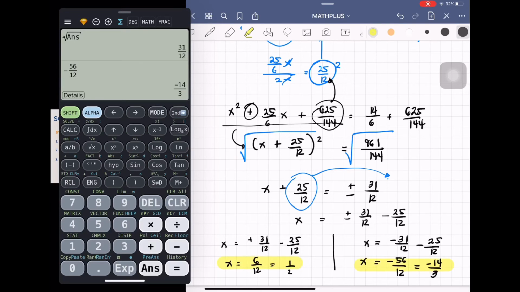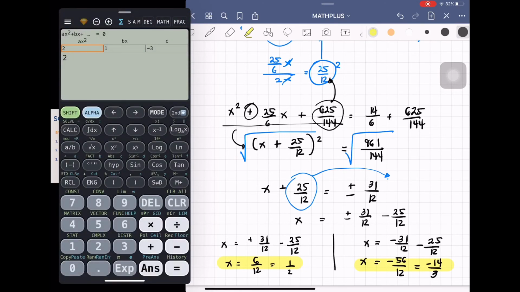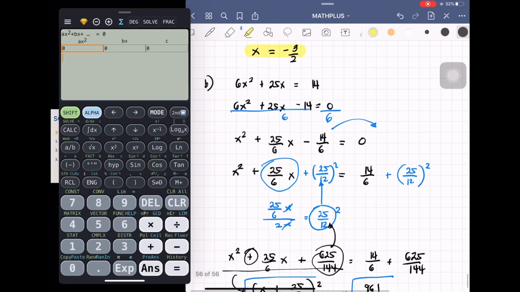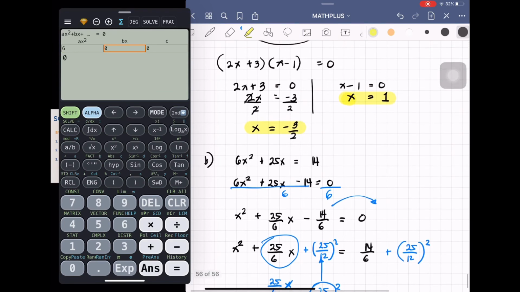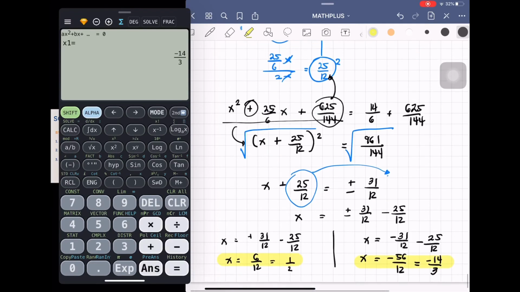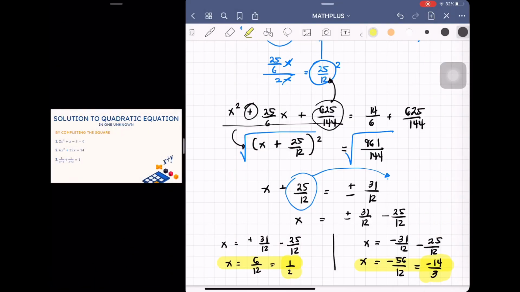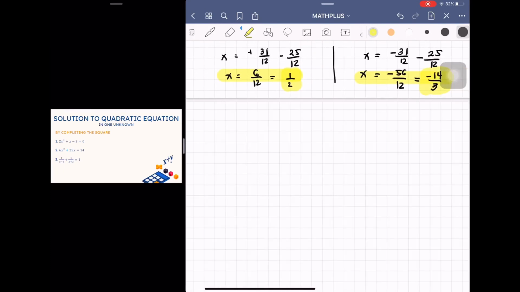Okay, let's check that again using our calculator. So let's get polynomial degree, second degree, and let's substitute the coefficients of the equation given. You have 6 for the x squared term, 25 for the linear term, and negative 14 for the constant. We press equals again, and that produces negative 14 over 3 and positive 1 half. And that proves that our answer is correct. Okay. Next, let's proceed to the third example.